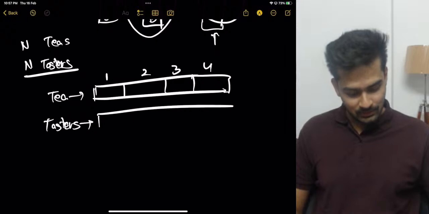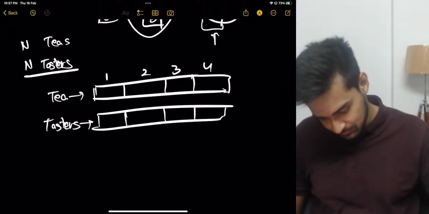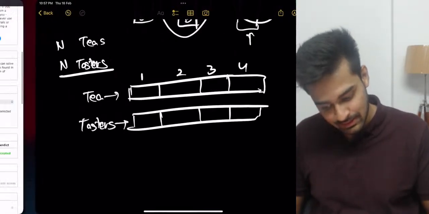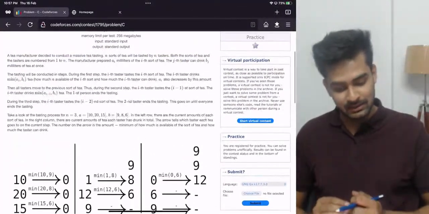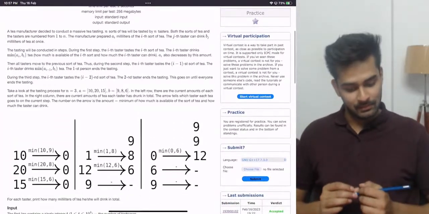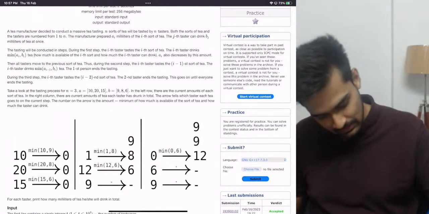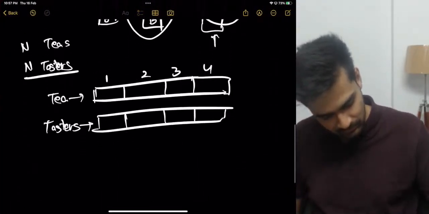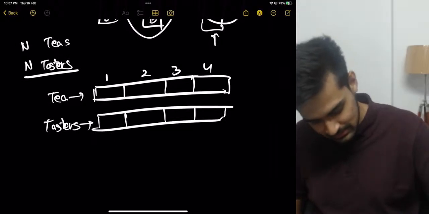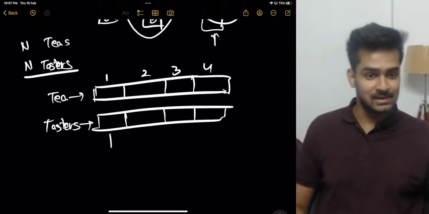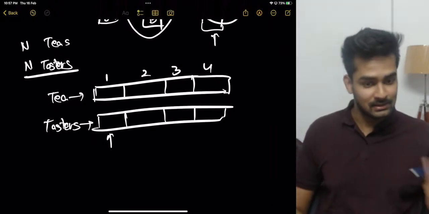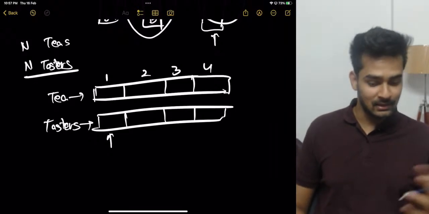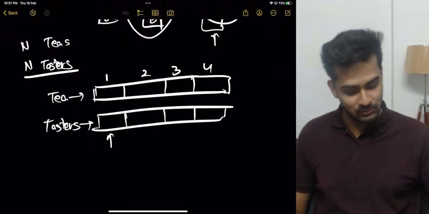In the starting turn, the tasting will be conducted in steps. During the first step, the ith taster tastes the ith sort of tea. So basically, this is the ith taster right now. The first taster will taste the very first tea, second taster will taste the second tea, third taster will taste the third tea, and so on.